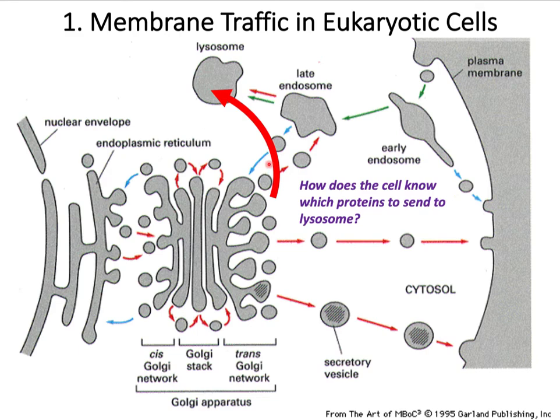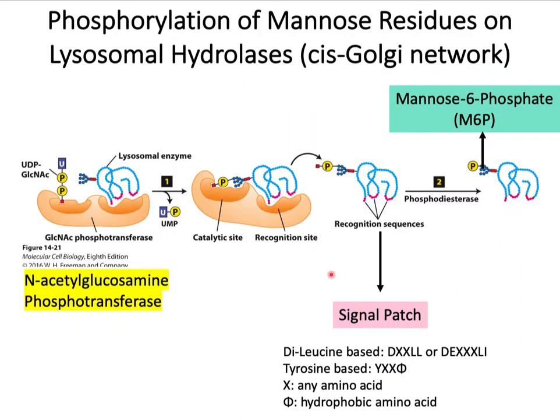So how does the cell know which protein to send to the lysosome by vesicle trafficking and which protein to perhaps traffic to the cell surface from the trans-Golgi network? As it turns out, all lysosomal hydrolases, all proteins that are destined for the lysosome, have a specific modification on them: a mannose 6-phosphate, or in short, M6P. So the specific phosphorylation of mannose residues on lysosomal hydrolases is what provides the signal for the hydrolase to move from the Golgi apparatus to the lysosome.